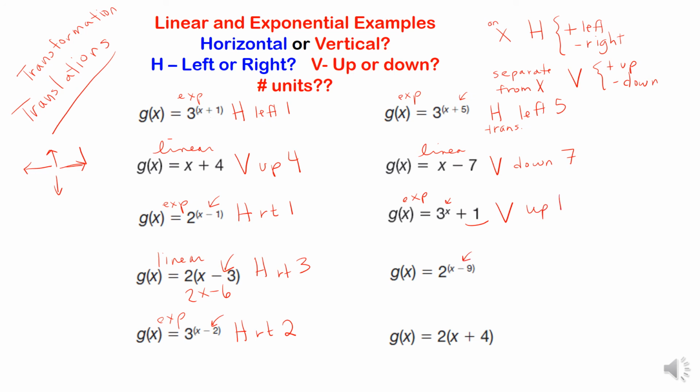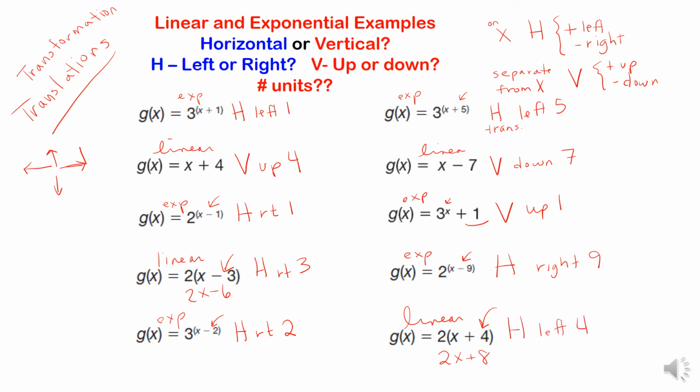Okay, again, this one's in my argument. This is an exponential, so I have to say this is horizontal, and negative is right, or minus is right, so right 9. And this last one is, again, linear. I can tell that when I distribute it, but the argument is being affected within, so it's in parentheses, so this is going to be a horizontal movement, and because it's plus, it's left 4.